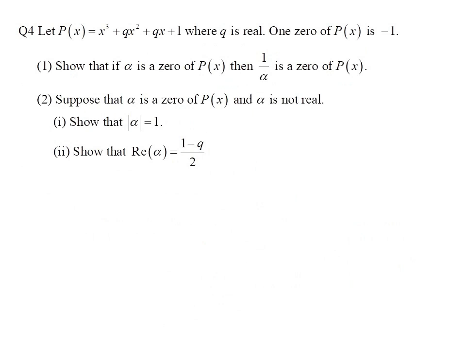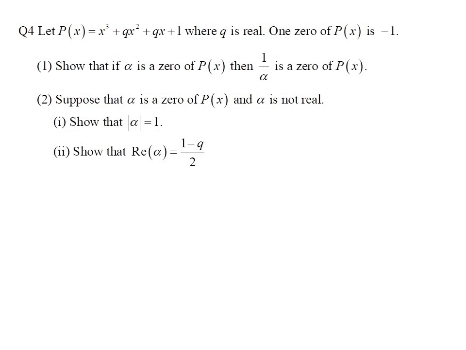Example 4 shows a cubic polynomial p(x). Both its leading coefficient and constant are 1, and both its quadratic and linear coefficients are q. Here q is a real number. The polynomial p(x) has a zero at x equals -1. There are two questions in this example. The first one is to show that if alpha is a zero of the polynomial p(x), then its reciprocal is also a zero of p(x).